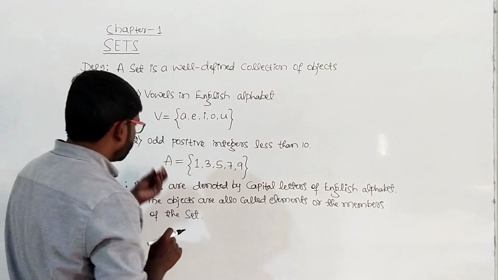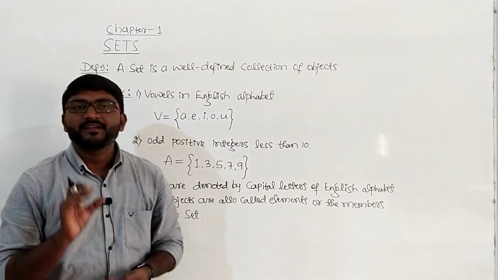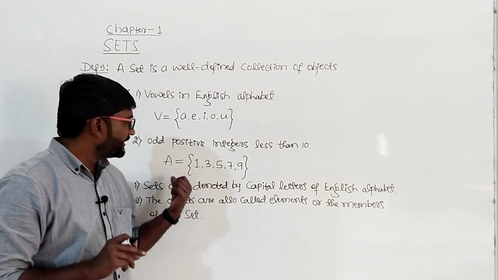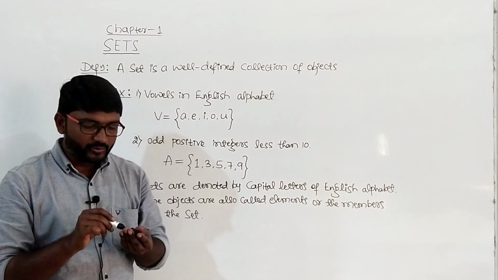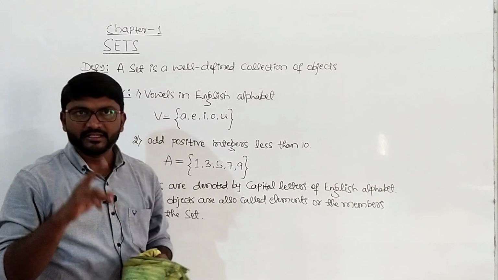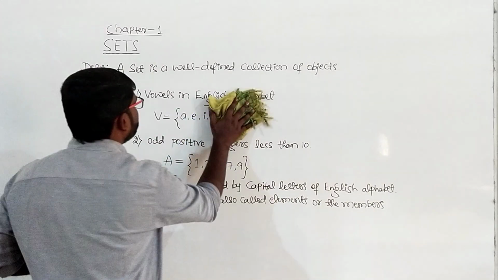So this is all about the definition of a set and the representation or the notation of a set. Next we will move on to the representation of a set. How do you represent a set? There are two methods to represent a set.